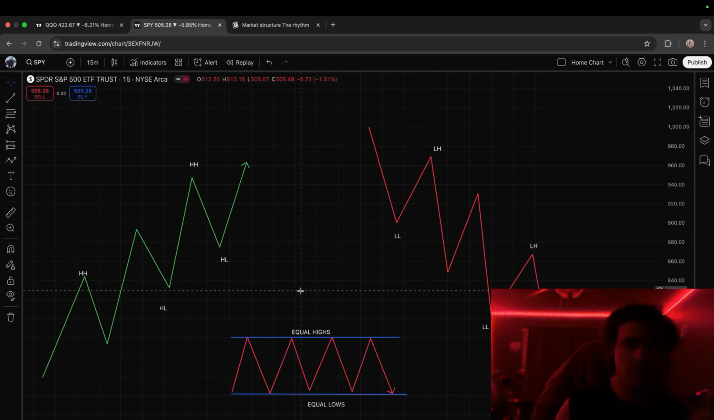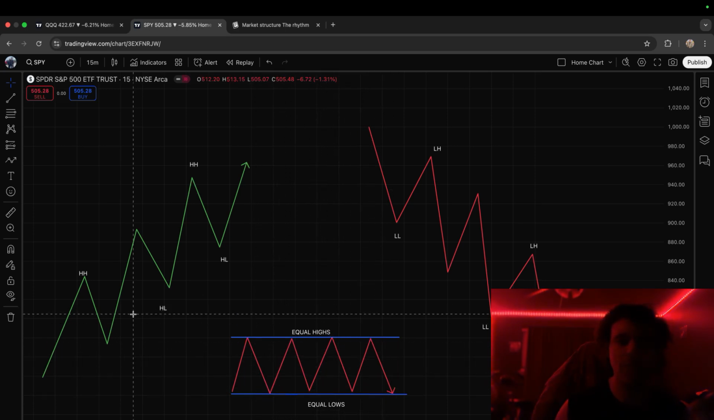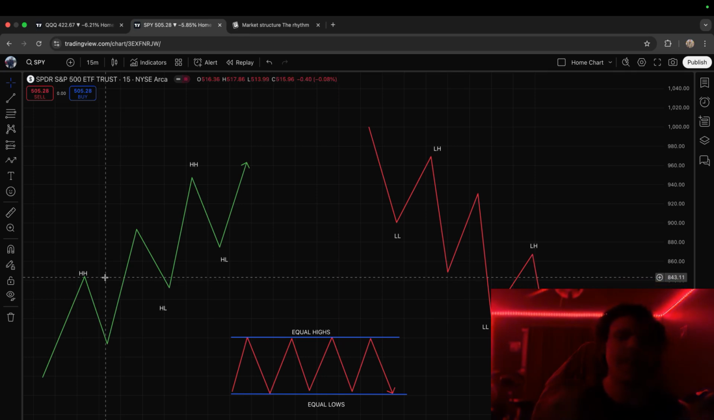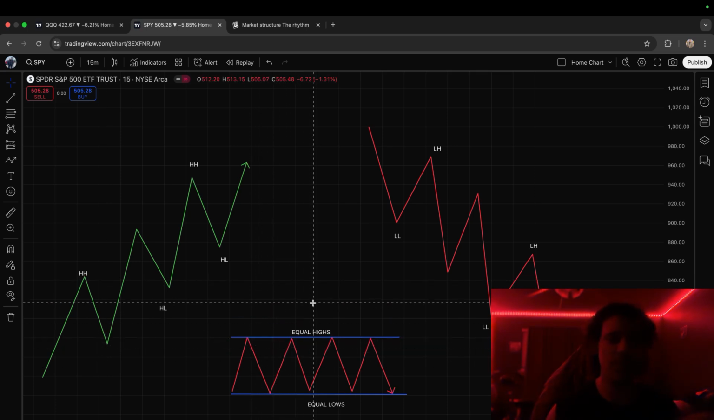And one more thing before, equal highs, equal lows, that is a range. We do not trade this. We do not trade equal highs, equal lows, because ultimately we want to be in a trending market, because a trending market is how we make money. We don't make money in equal highs, equal lows, okay, guys?